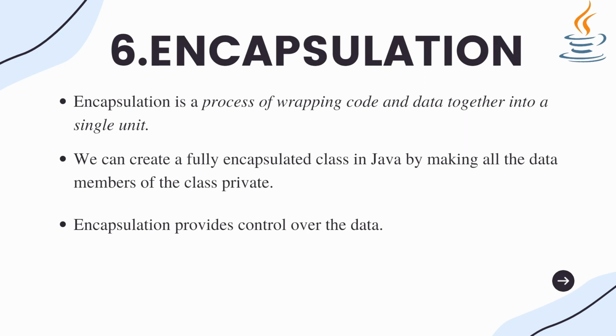Encapsulation. Encapsulation is a process of wrapping code and data together into a single unit. We can create a fully encapsulated class in Java by making all the variables of a class private. Encapsulation provides control over data.